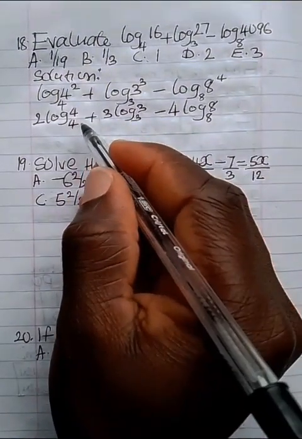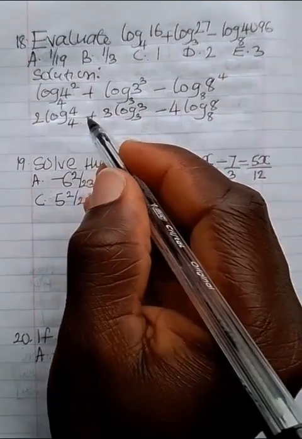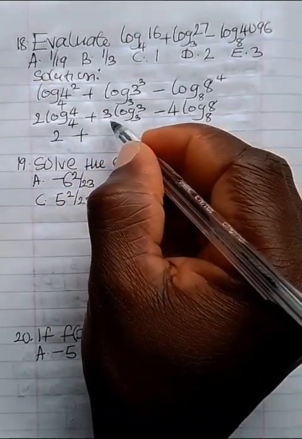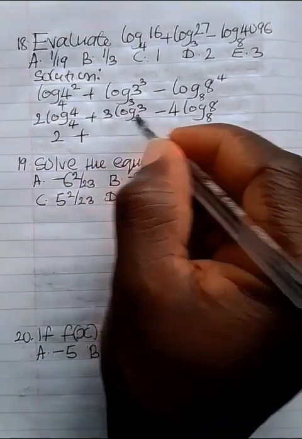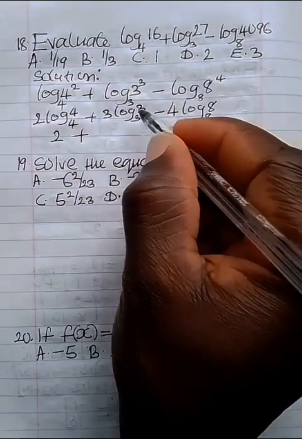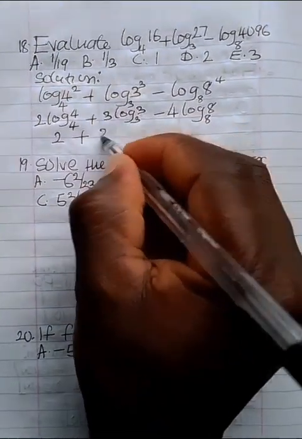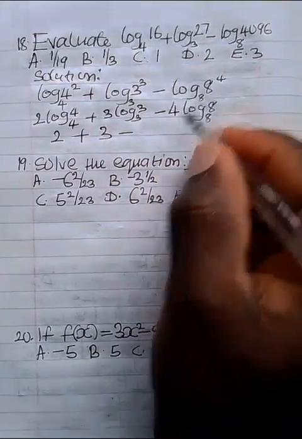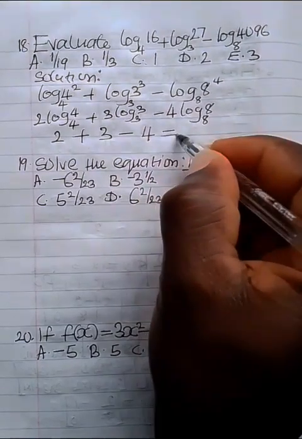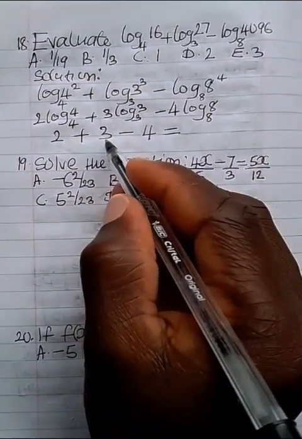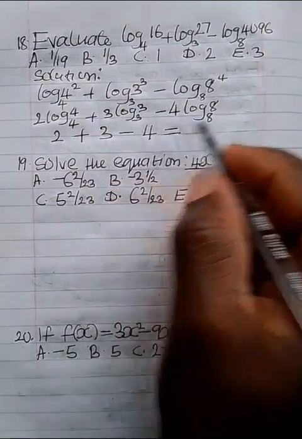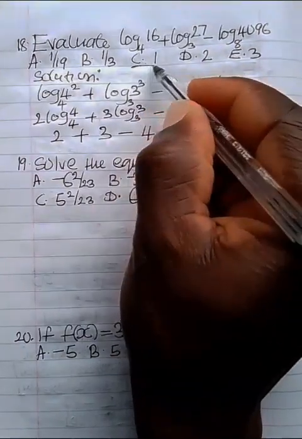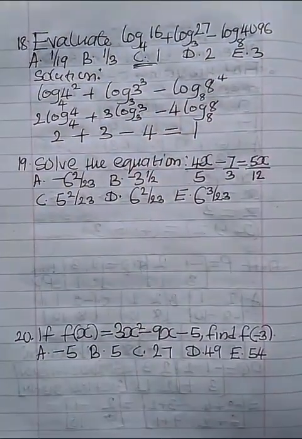Log 4 base 4 is 1. So 2 times 1, you have 2, plus 3 times 1. From here, you have 3. That is 3 minus 4 times 1. From here, you have 4. 2 plus 3 is 5. Minus 4, you have 1. The correct option is C.